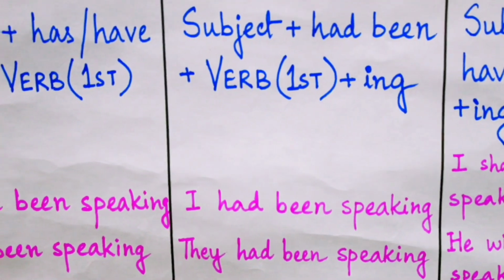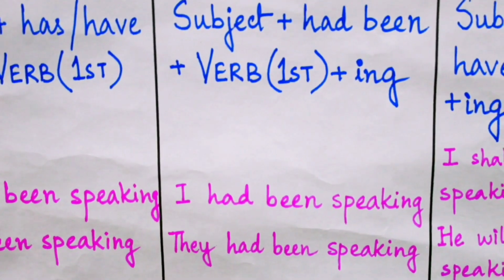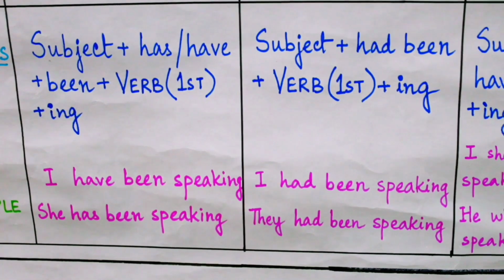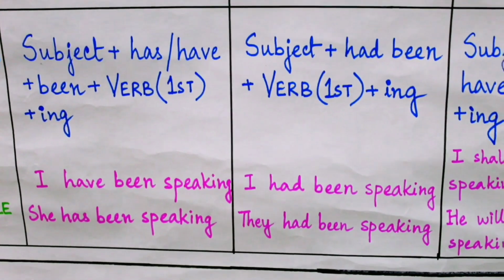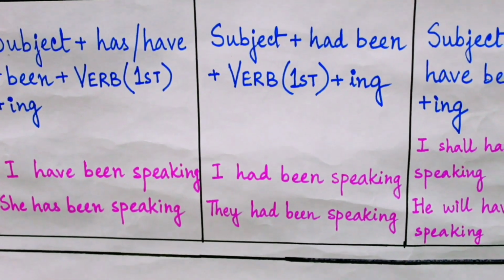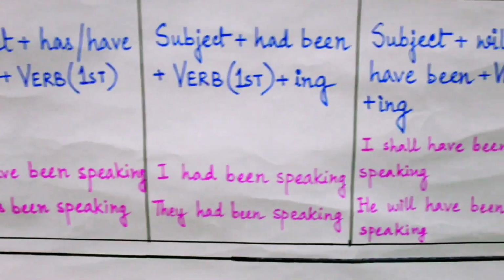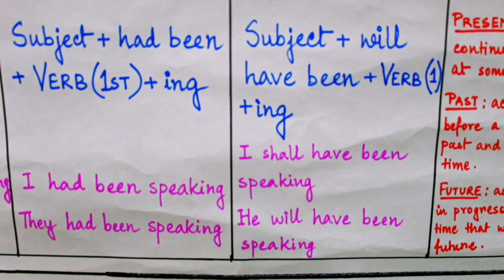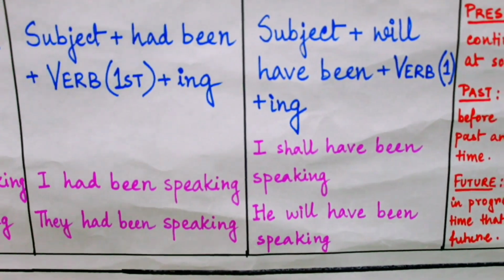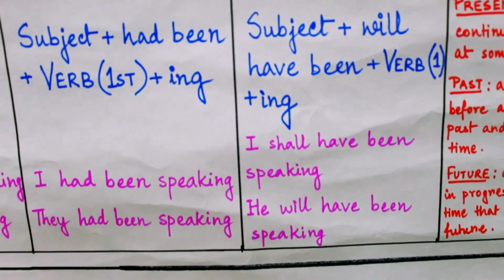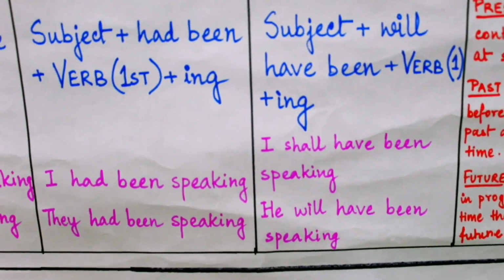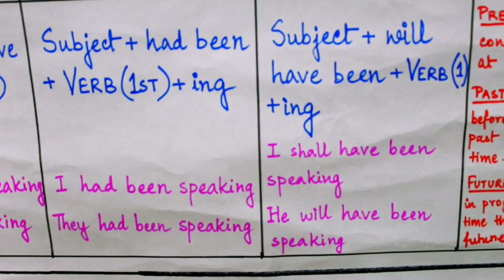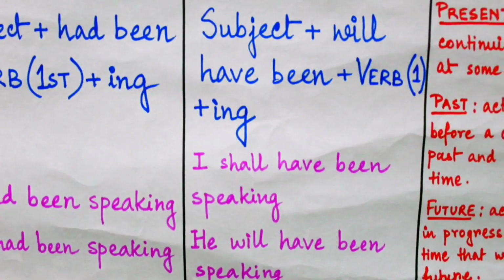Next we come to the past perfect continuous tense. The rule is subject plus had been plus verb in its first form plus ing. See, the subject, been, verb form remain the same. The has or have becomes had in the past tense. Next, we come to the future perfect continuous tense. The rule is subject plus will have been. So, had been becomes will have been plus verb in its first form plus ing. Here, will have been will be shall have been in case of I and we.